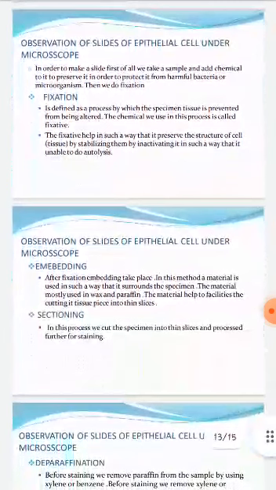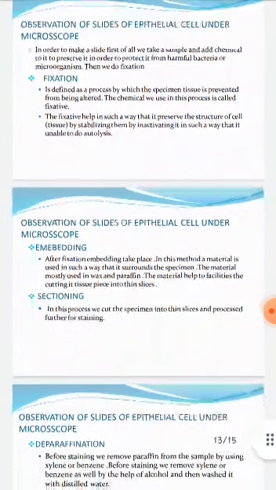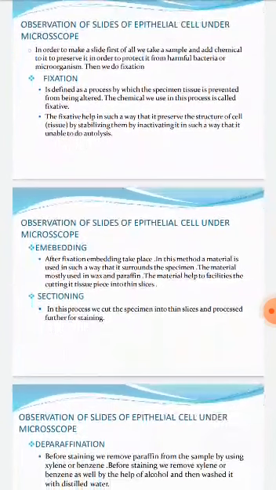Now I will discuss how we make a slide of epithelial cells. In order to make a slide, first of all we take the sample and add some chemicals to it. The reason we add chemicals is that we want to preserve it or to protect it from harmful bacteria or microorganisms. After doing this, we will do fixation. It is a process by which the specimen tissue is prevented from being altered or damaged.